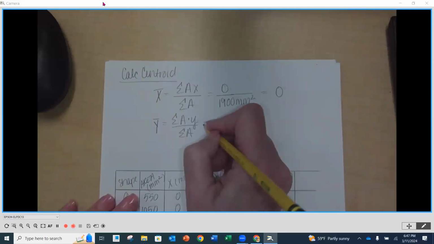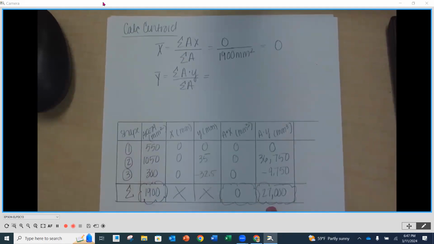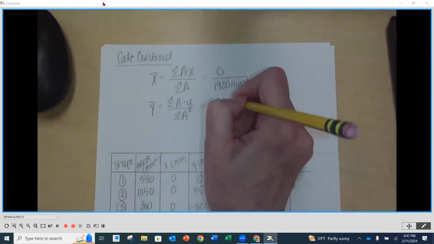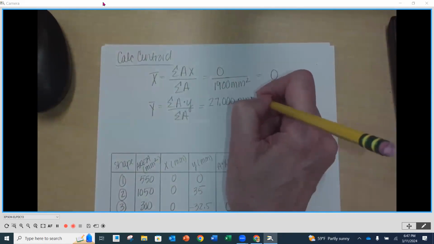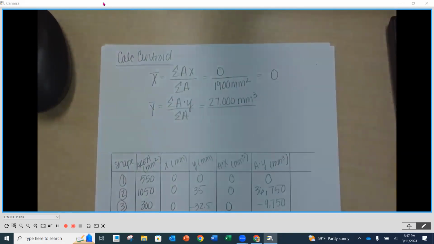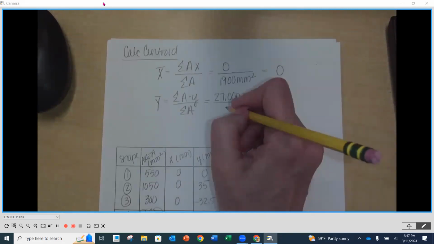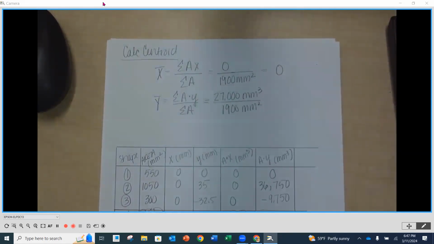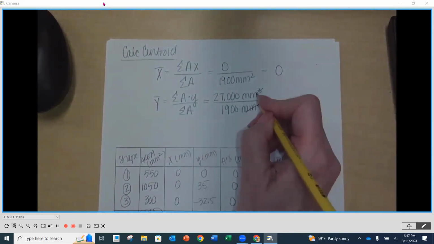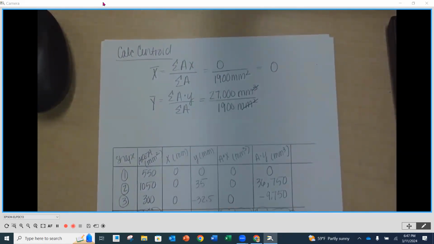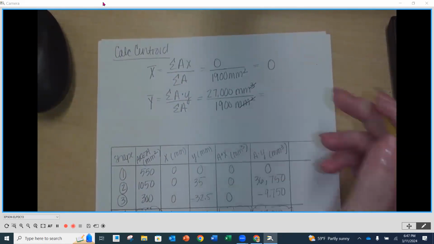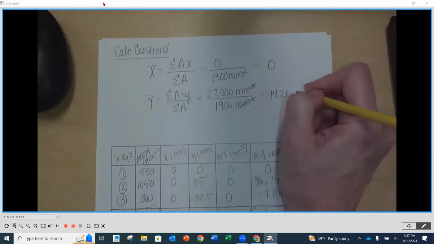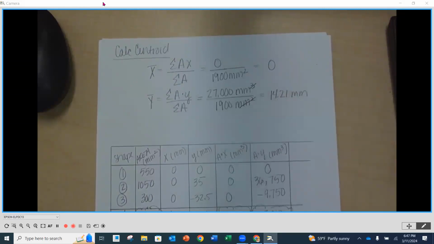And then our Y's, okay? We're now going to take the summation of the A times the Y's, the 27,000. Make sure you put millimeters cubed, divided by the summation of the area, 1900 millimeters squared. So now our millimeters squared cancels out 2 of them on top, but 1 millimeter is still left, which is good because we want that for a distance. And you should get 14.21 millimeters.